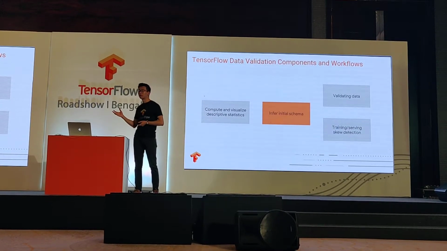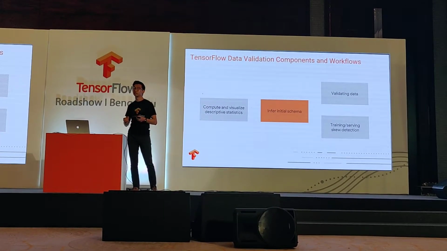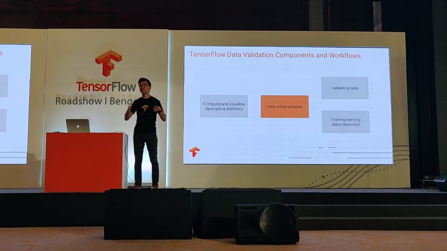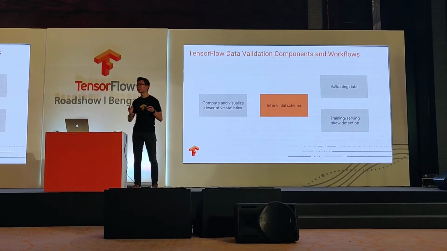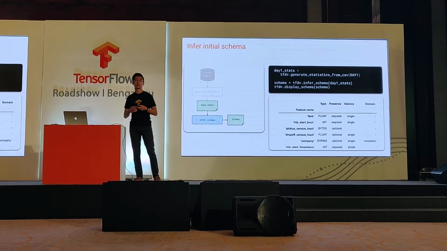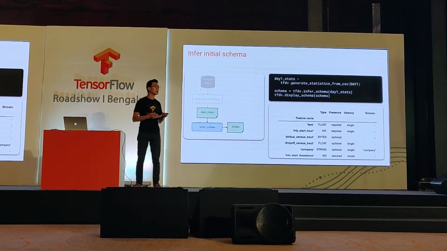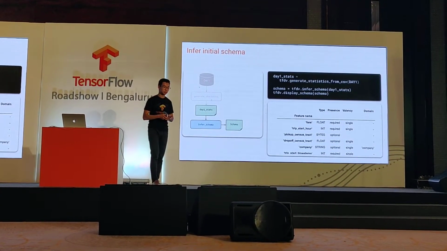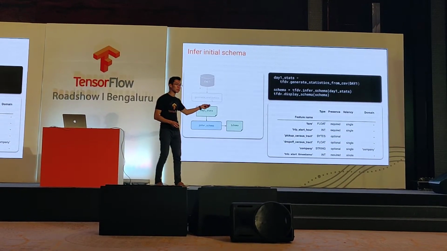The next step, after you've computed these statistics, is to use those statistics and generate a schema. And a schema defines the expected bounds of your data. So you start in the same place. You generate some statistics, and you run the infer schema function. And this will infer a schema over your data set. And a schema can be visualized like this table.